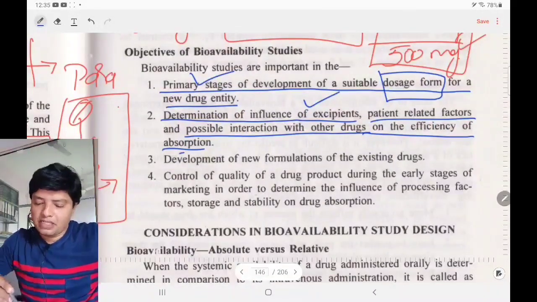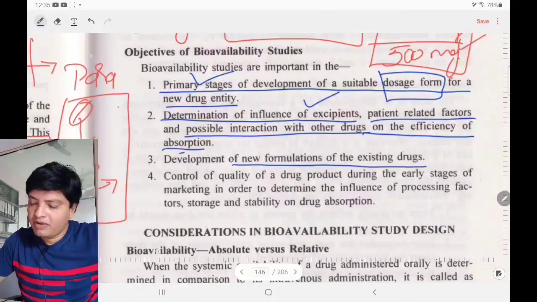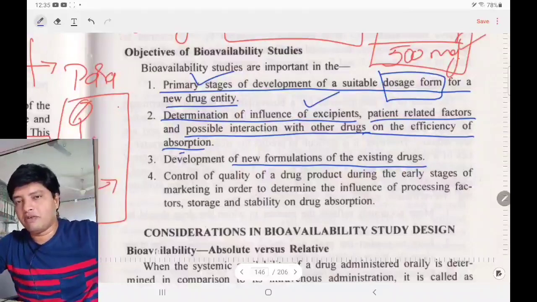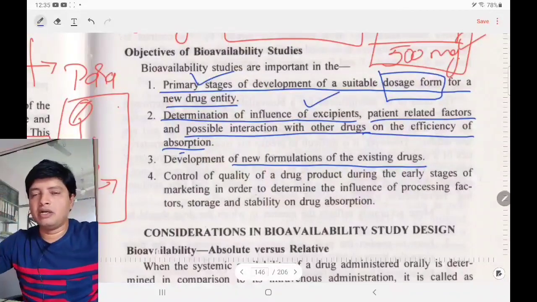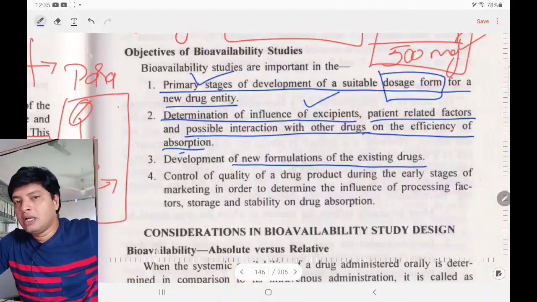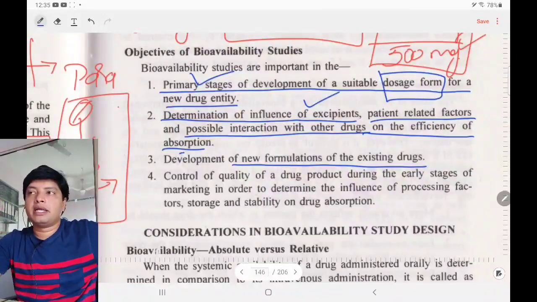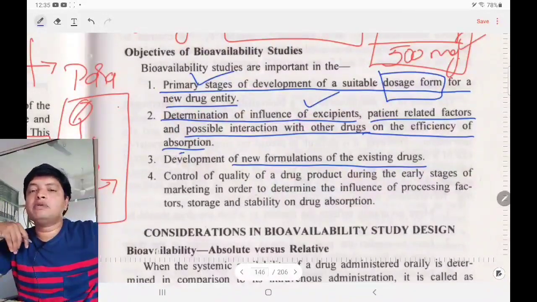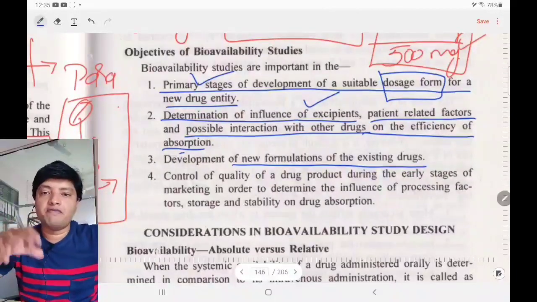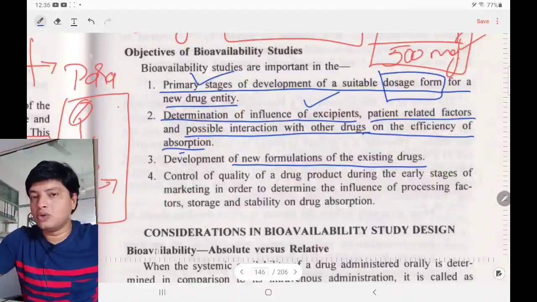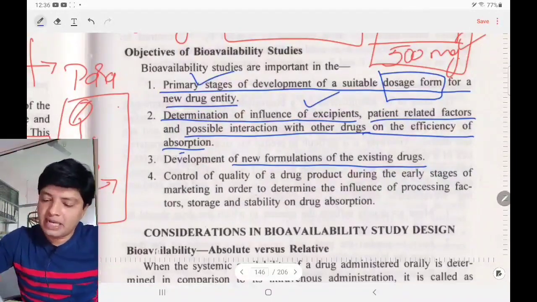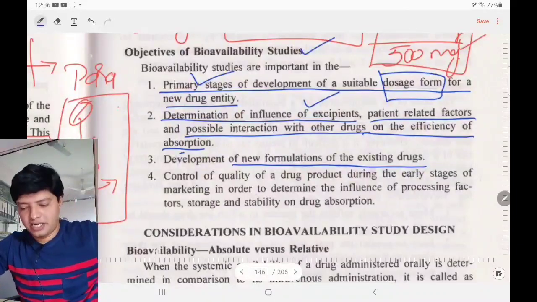The next point says development of new formulation for existing drug. Let's say I already have a drug in tablet dosage form. I want to develop the drug in a semi-solid dosage form. Because I am going to develop the drug in a new dosage form, I am using new excipients there. I want to know what is the effect of those excipients, or you can say that dosage form, on the drug absorption. In that case also I will conduct bioavailability studies.